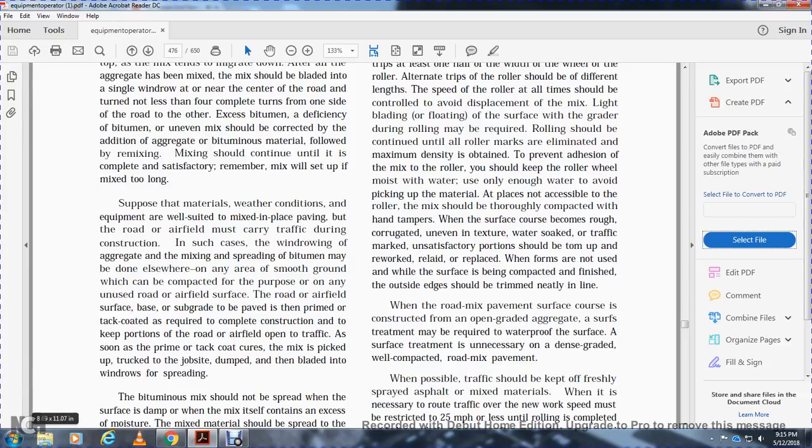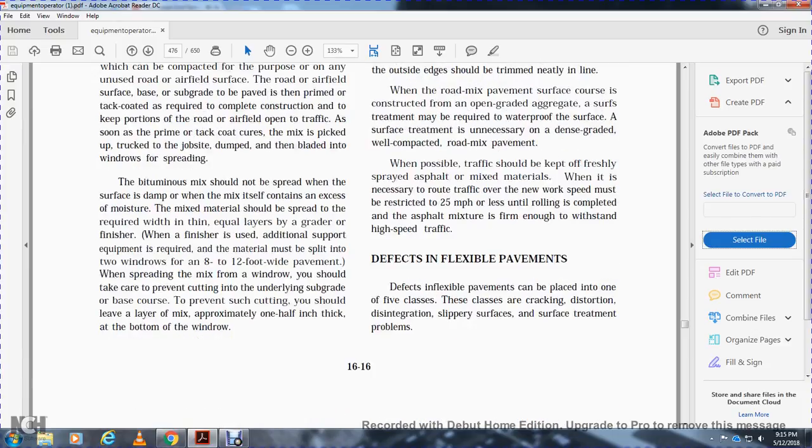Mix plated with a mixer and trucked from the job site, dumped and then blended in the windrow before spreading. Bituminous mix should not be spread on the surface when the mix itself contains excessive moisture. Mixture material may be spread as required within thin equal layers by the grader with the finisher. When finishers or additional support equipment is required, the material may be placed within windrows of 8 to 12 feet width.